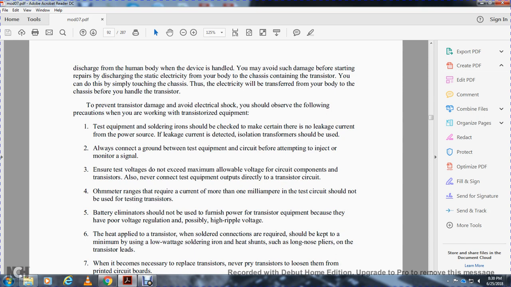The meter range required should not draw a current of more than 1 milliamp. The test circuit should not be used for the transistor. Battery eliminators should not be used to furnish power to transistor equipment because they have poor voltage regulation and possibly high ripple voltage. The high heat applied to the transistor when soldering connections should be kept to a minimum by using a low wattage soldering iron, heat shunts, or long nose pliers on the transistor leads.